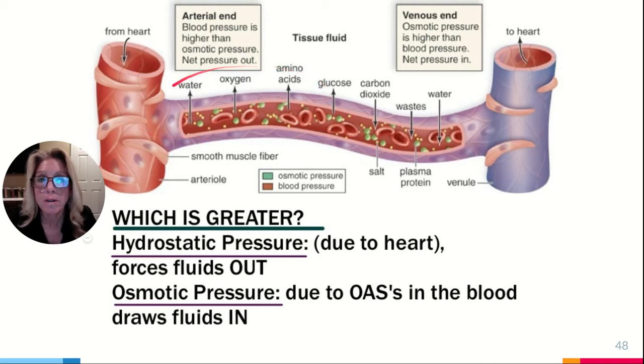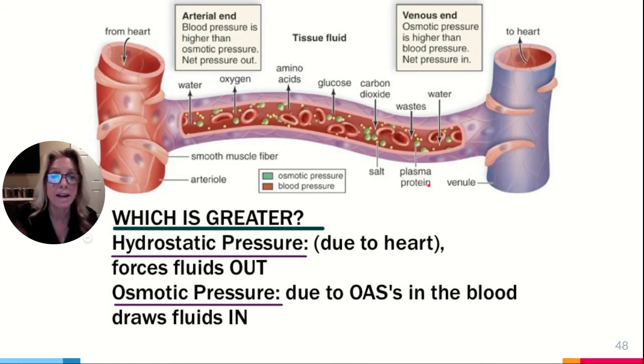Okay, so here at the arterial end, the greatest pressure is the hydrostatic pressure. So water and oxygen, amino acids, glucose, they're all going out to feed these cells. And so it's going out into the tissue fluid, which will then go into the cells. But by the time you get to the venule end, the blood pressure has dropped, the hydrostatic pressure has dropped, and the osmotic pressure is saying, come in, come in. And what is it bringing back in?